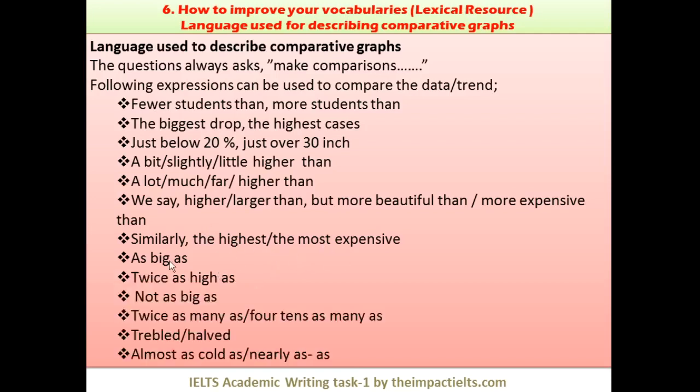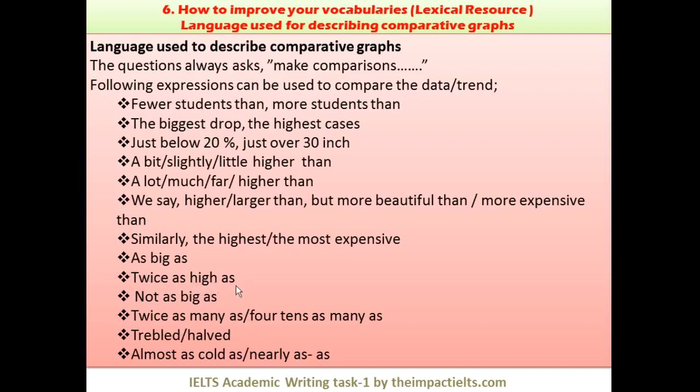So be careful. Then other words like as big as, when you're talking about similarity, almost as big as. Almost means very similar, with a very tiny difference, so nearly as big as, almost as cold as, these are the words. Then twice as high as, and see the expression: the figure turned twice as high as in 2019. Not as big as, twice as many. So these three are again important if you can use them.